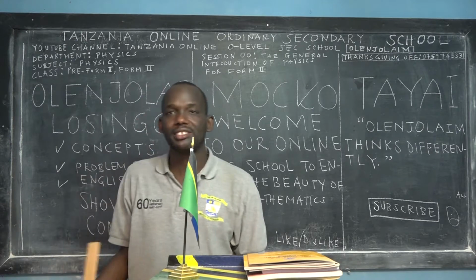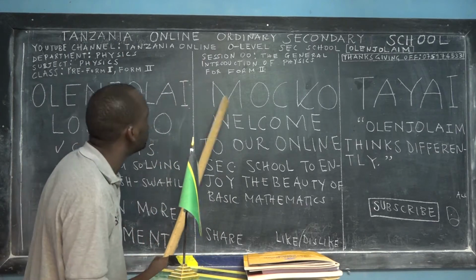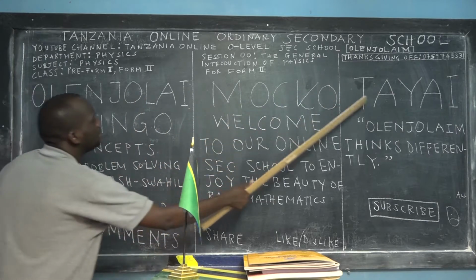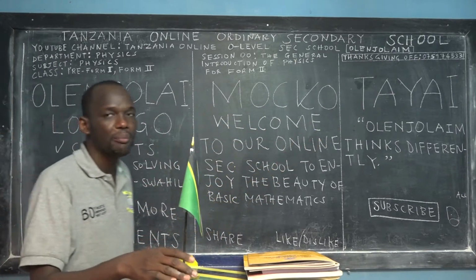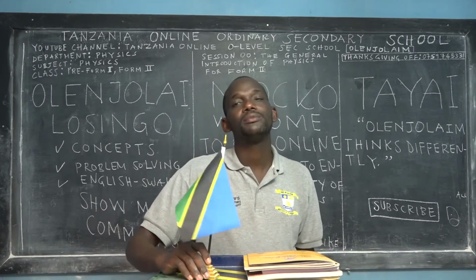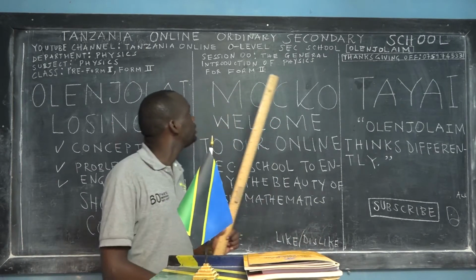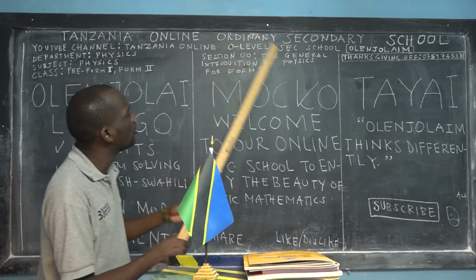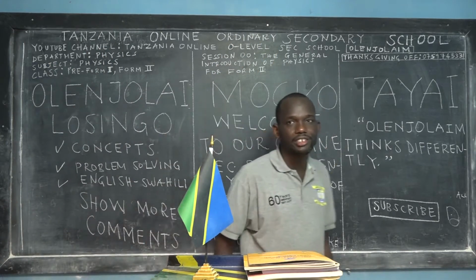I would like to introduce myself. My name is Olenjolain Tayai Losingo, from a beautiful, blessed country called the United Republic of Tanzania. And today I would like to welcome you into our online school, which is called Tanzania Online Ordinary Secondary School, right?